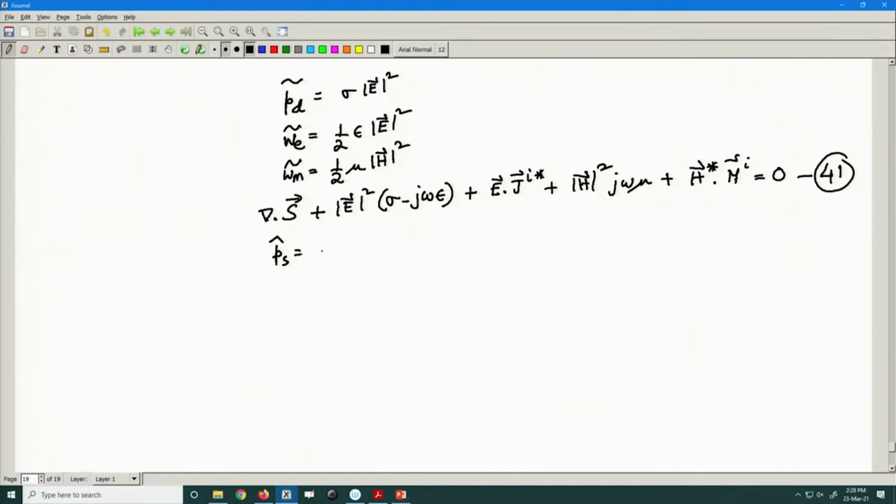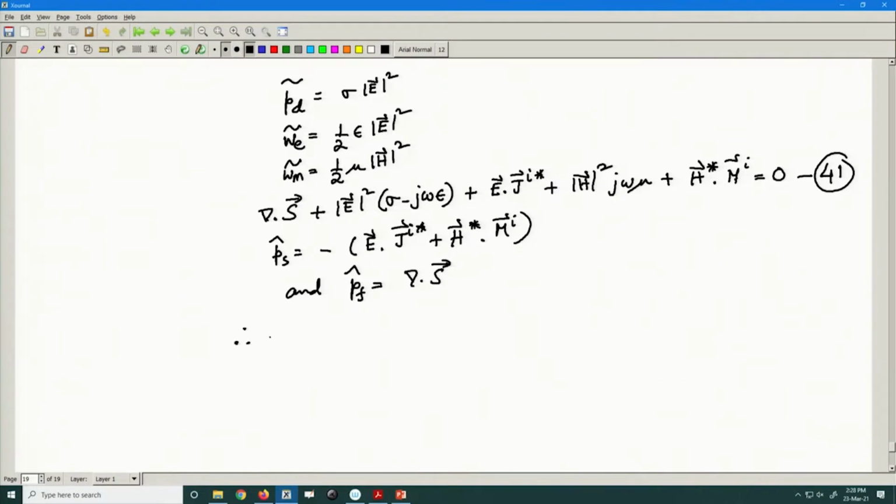P s hat is minus (E dot J I star plus H star dot M I). It is a complex power density supplied by the sources, and P f cap is divergence of S.